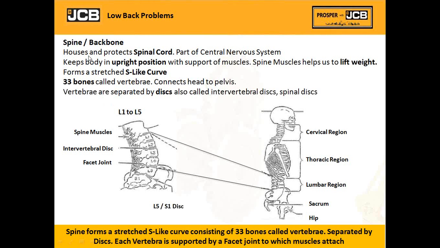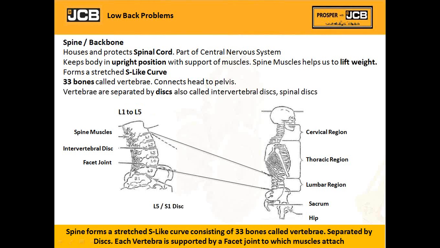And the spine houses the spinal cord. The spinal cord is a very very important part of the central nervous system. It gives controls to your body through your mind. Then the backbone, along with the support of the muscles, keeps your body in the upright position, and it is through these muscles and these vertebrae that you are able to lift weight. The weight lifting capacity depends upon the muscles and the strength which the spine muscles have.